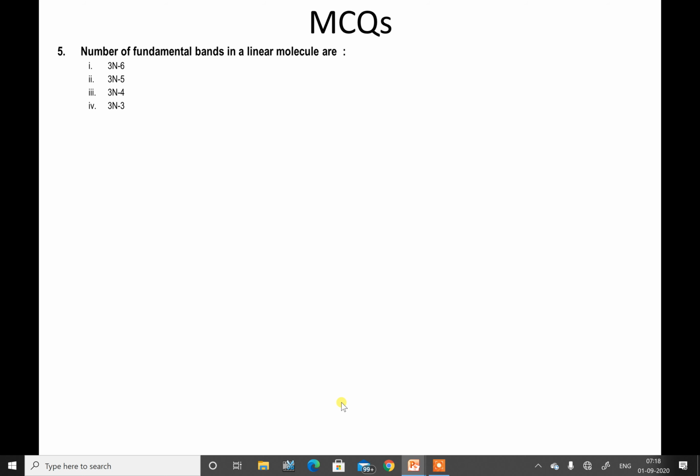Number of fundamental bands in a linear molecule are 39.6, 39.5, 39.4, 39.3. We have only 2 types of molecules, linear and non-linear, and for linear molecules it is 3N minus 5, and therefore this should be the answer.